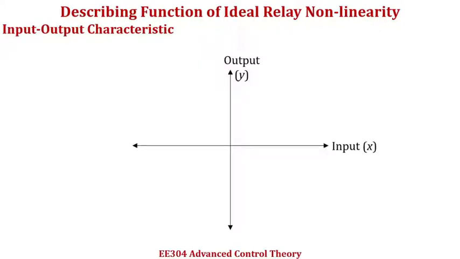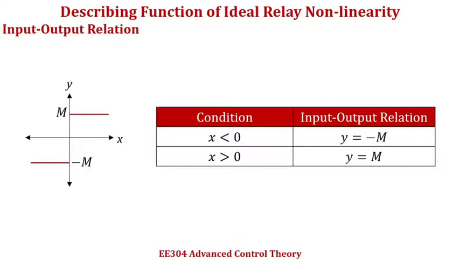So let us start with the input-output characteristics of an ideal relay. The x-axis is the input and the y-axis is the output. The output is plus m whenever the input is positive and the output is minus m whenever the input is negative. The input-output relationship in mathematical form is given in the table.